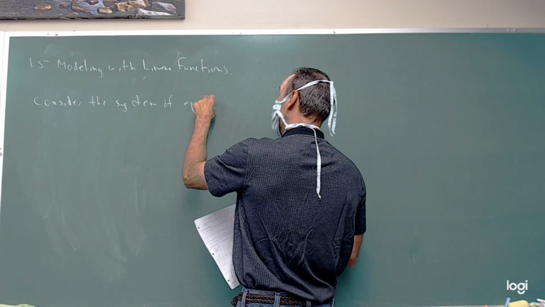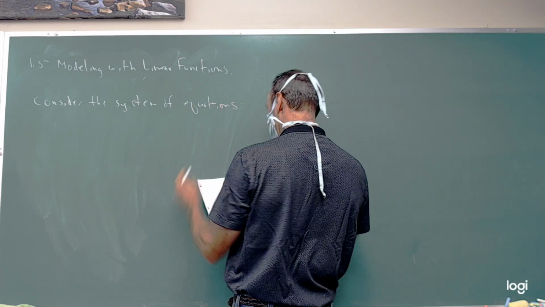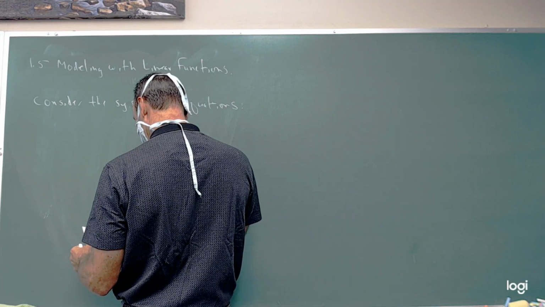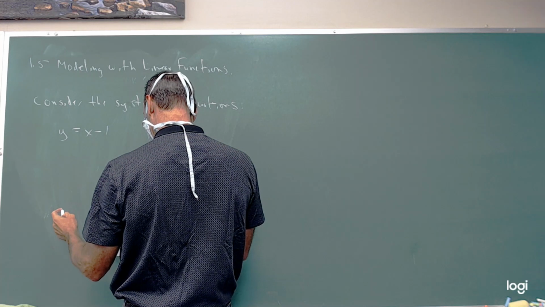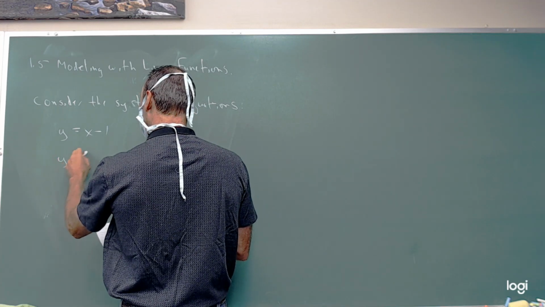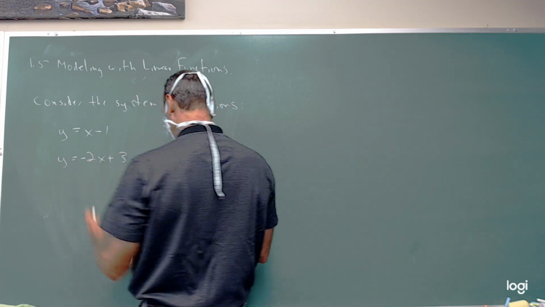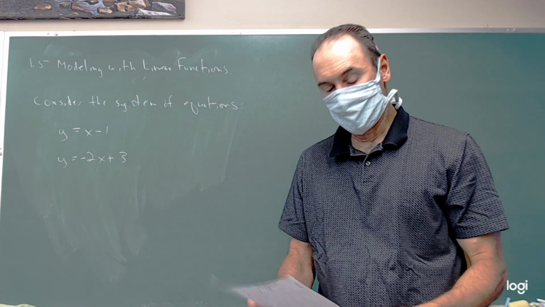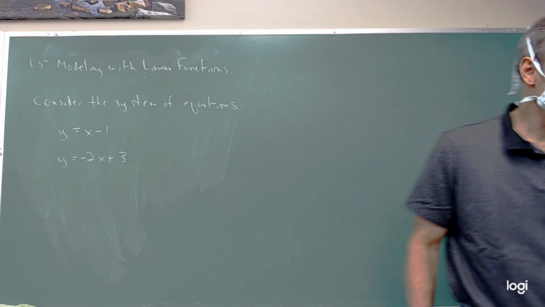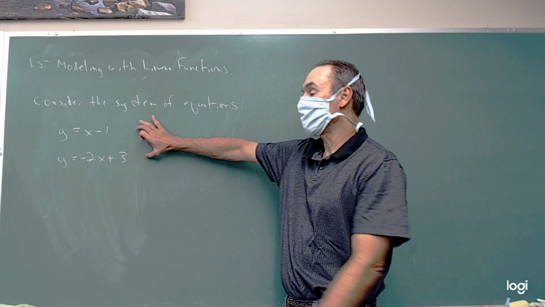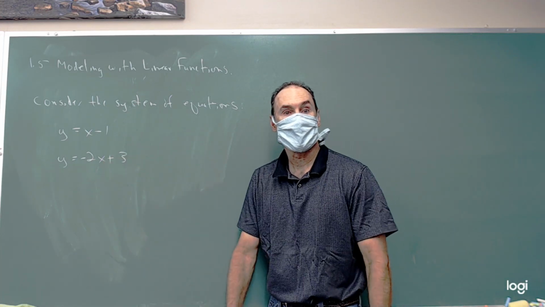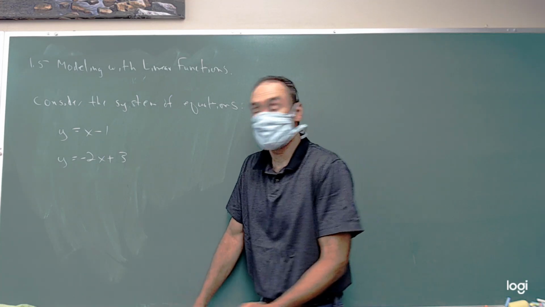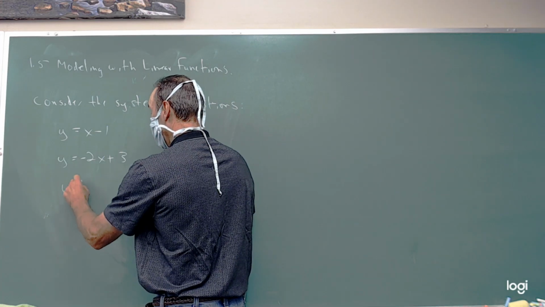And again, taking you back to your Algebra 2 days, if we have something like y equals x minus 1 and y equals negative 2x plus 3. So we'll start with a system of equations here. And the natural question to ask, each of these represents a straight line. So the natural question to ask is, are they ever going to intersect? So will they intersect?